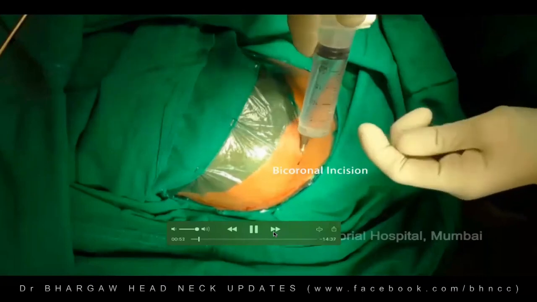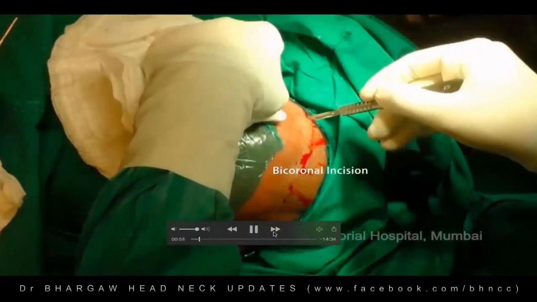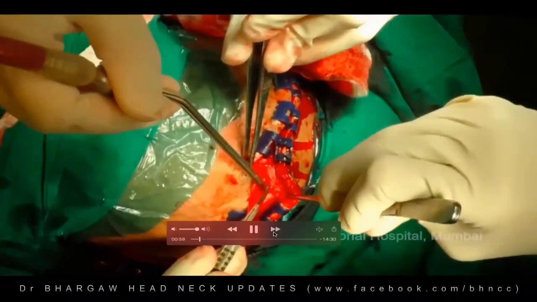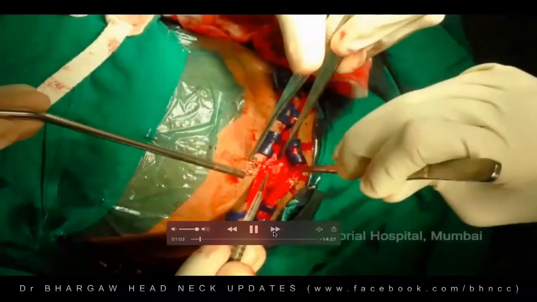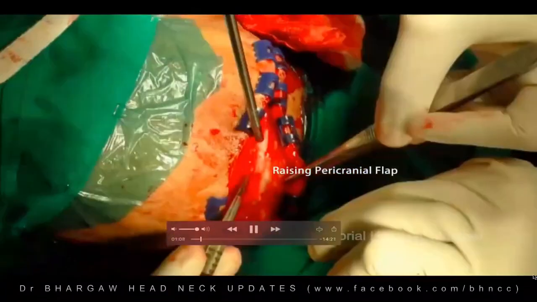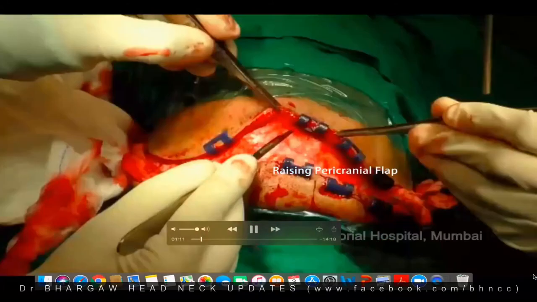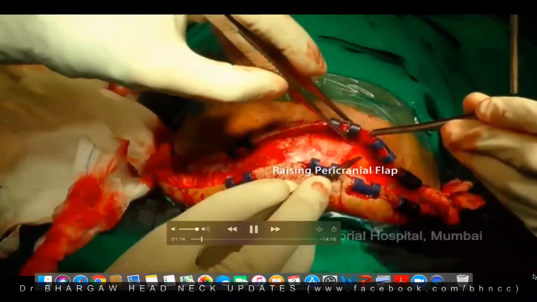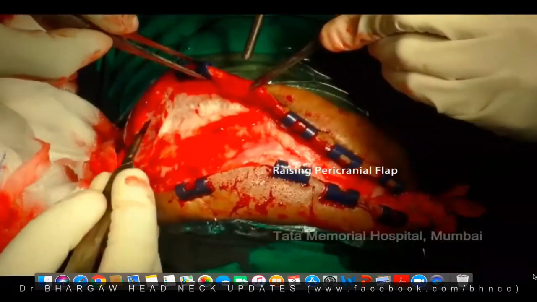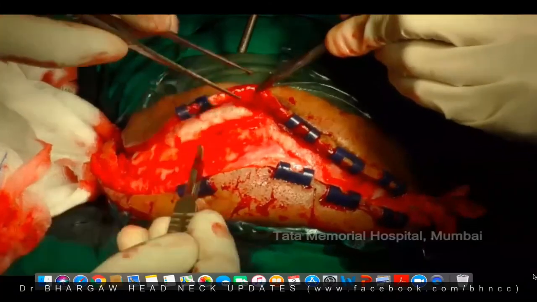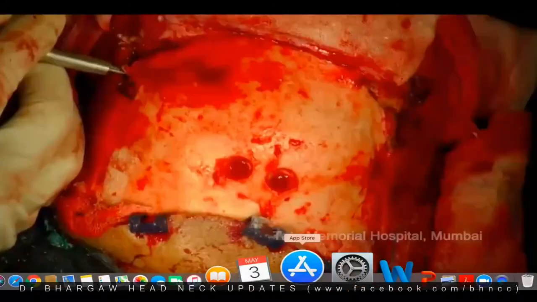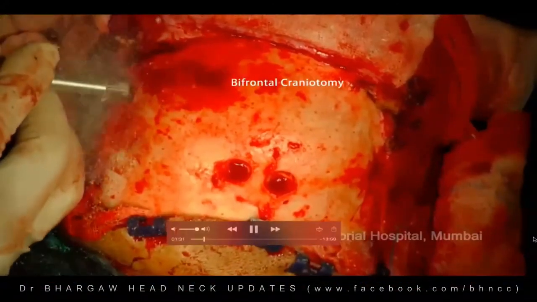So we first started from above, to have better control, because of the significant intracranial extent of disease that was there in the pre-NACT scan. So we raised the pericranial flap. We decided that we'll use the pericranial flap for reconstructing the defect. A bicoronal incision was used, and then we raised the pericranial flap. That's the pericranial flap that was raised. We went posteriorly as much as we could, and then we did a bifrontal craniotomy.